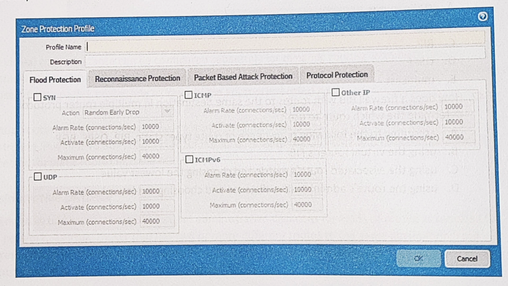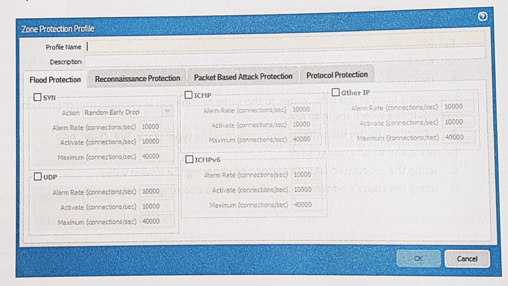Zone protection profiles provide a broad defense of the entire zone based on the aggregate traffic entering the zone, thus protecting against flood attacks and undesirable packet types and options. Zone protection profiles don't control traffic between zones, they control traffic only at the ingress zone. They don't consider individual IP addresses because they apply to the aggregate traffic entering the zone.